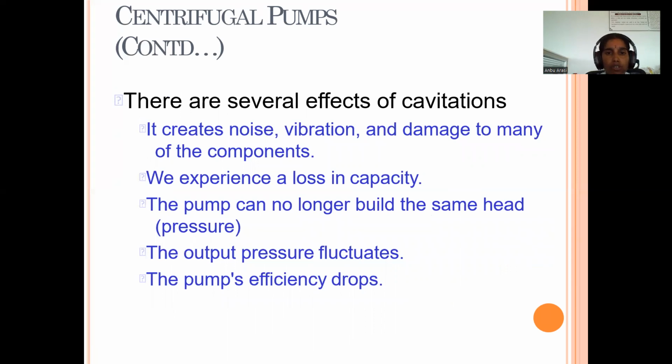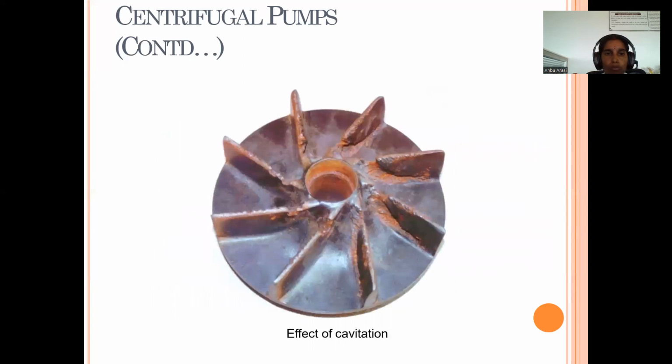There are several effects of cavitation. Cavitation creates noise, vibration, and damage to many of the components. They experience a loss in capacity. The pumps can no longer build the same head. The output pressure fluctuates. The pump's efficiency will drop. These are the effects of cavitation. This is the gap. This is the cavitation. This is the gap between the pipe and shaft.